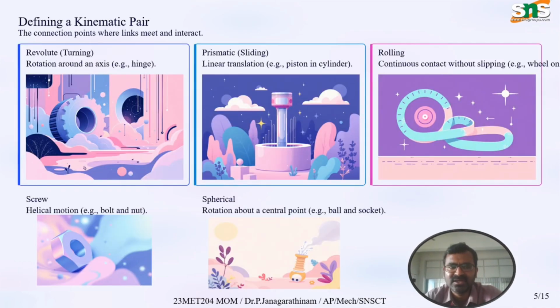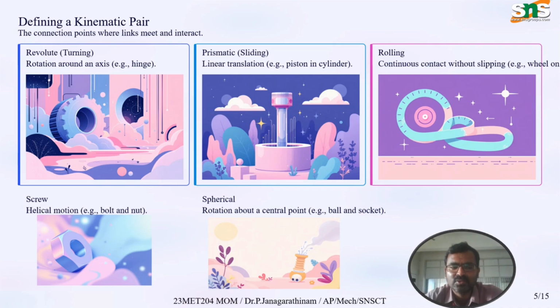So this is the definition of kinematic pairs, with different types like the revolute or turning pair, sliding pair, and rolling pair. The connections or points where links meet and interact are known as kinematic pairs. And these are the different types of kinematic pairs. Based on their applications and specifications, we select any of these pairs.